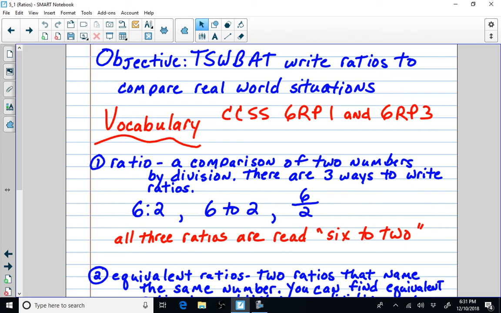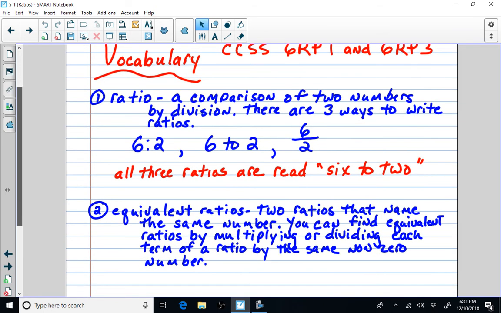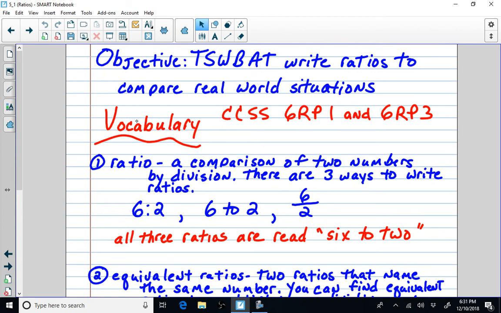Our lesson today, the student will be able to write ratios and to compare real-world situations. The vocabulary today, first, what do we mean by a ratio? A ratio is a comparison of two numbers by division.